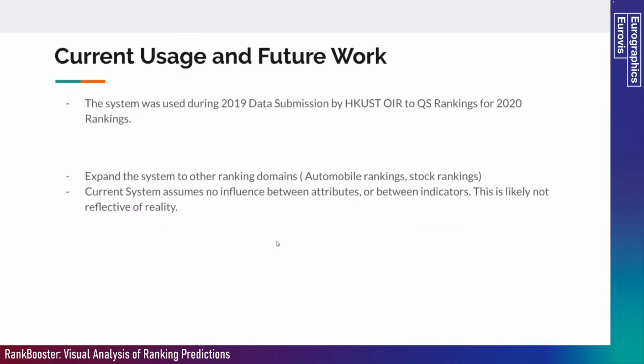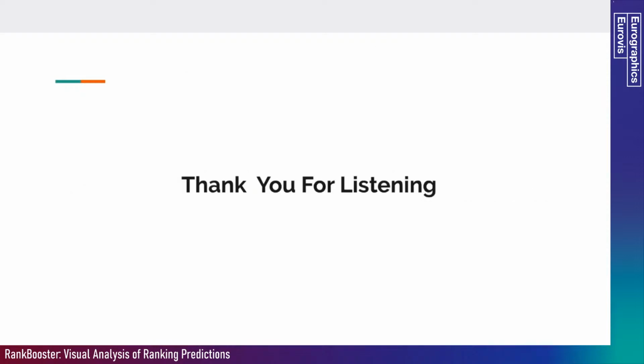Currently, our system was used during the 2019 data submission by our university to the QS rankings. In terms of future work, we would want to see how we could expand the system to other ranking domains and also tackle the issue of influence between attributes or between indicators.